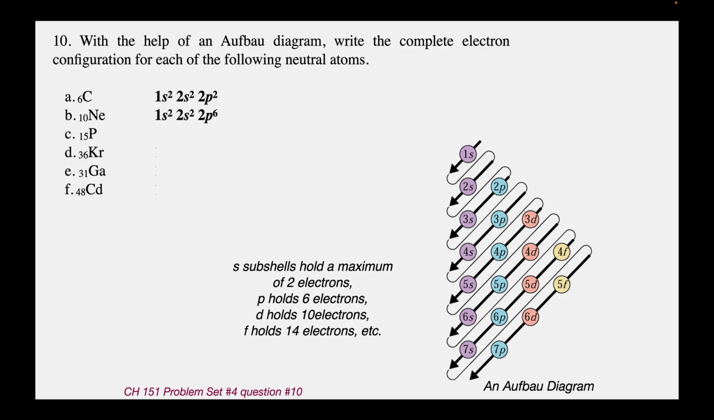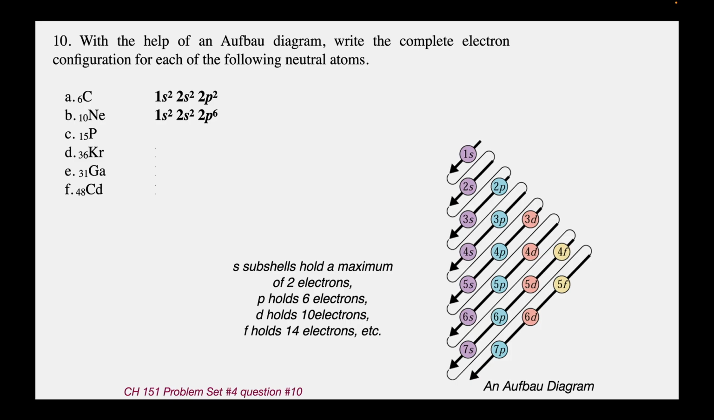Now for phosphorus, we're going to go past the neon core, which is past 2p6. The next orbital to be filled in, if you follow the Aufbau, is the 3s. Follow those arrows. And again, like before, 3s's hold up to 2 electrons. So 10 plus 2, 12 electrons. We have 3 more for phosphorus to get to 15.